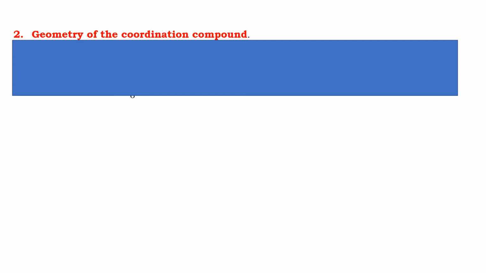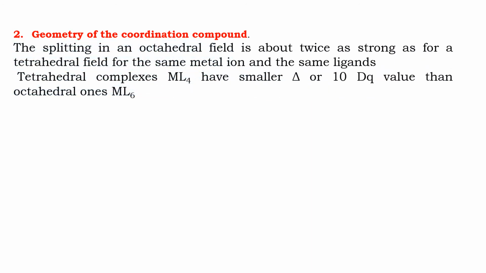It is observed that the crystal field splitting of octahedral compounds is greater than the crystal field splitting of tetrahedral compounds. So, as far as geometry is concerned, octahedral complexes have a greater 10 Dq value, or greater 10 Dq splitting, than tetrahedral complexes. See here.